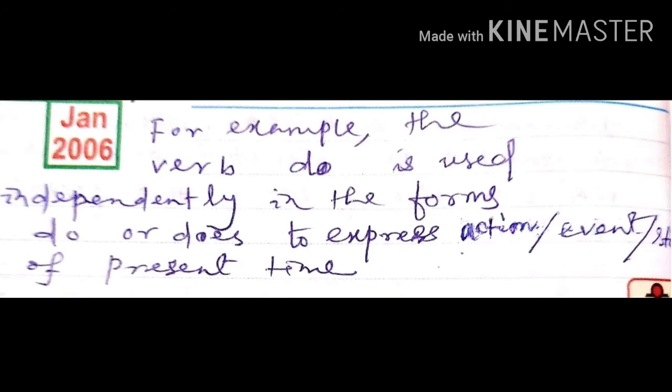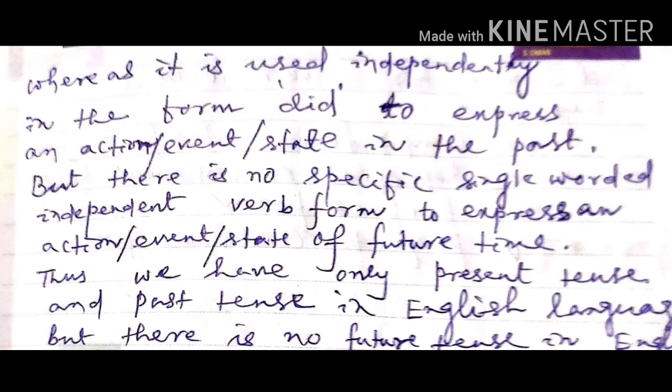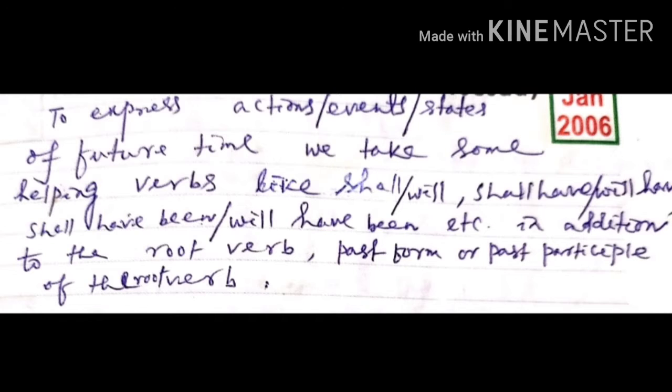For example, the verb do is used independently in the forms do or does to express an action, event, or state of present time, whereas it is used independently in the form did to express an action, event, or state in the past. But there is no specific single-worded independent form to express an action, event, state, or future time. Thus, we have only present tense and past tense in the English language, but there is no future tense.